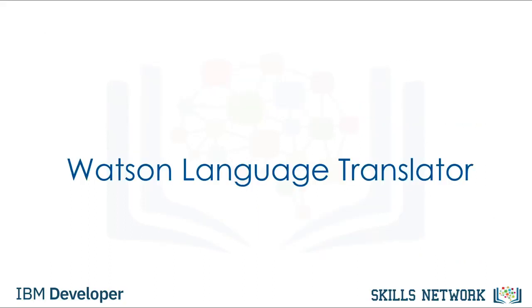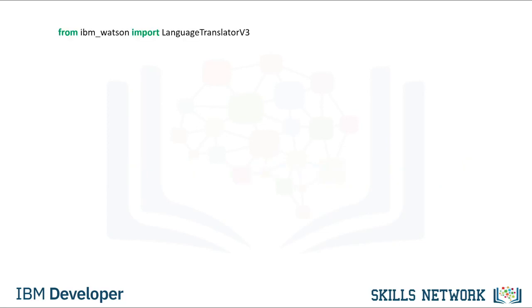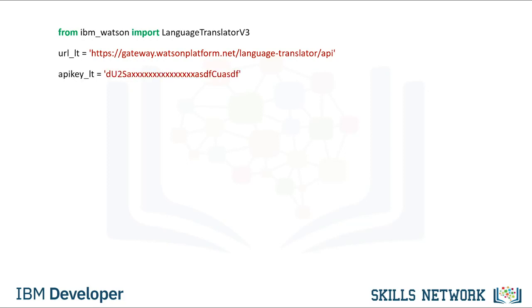Now let's see how to translate the text using the Watson Language Translator. First, we import Language Translator v3 from IBM_Watson. We assign the service endpoint to the variable URL_LT. You can obtain the service in the lab instructions. You require an API key. See the lab instructions on how to obtain the API key.